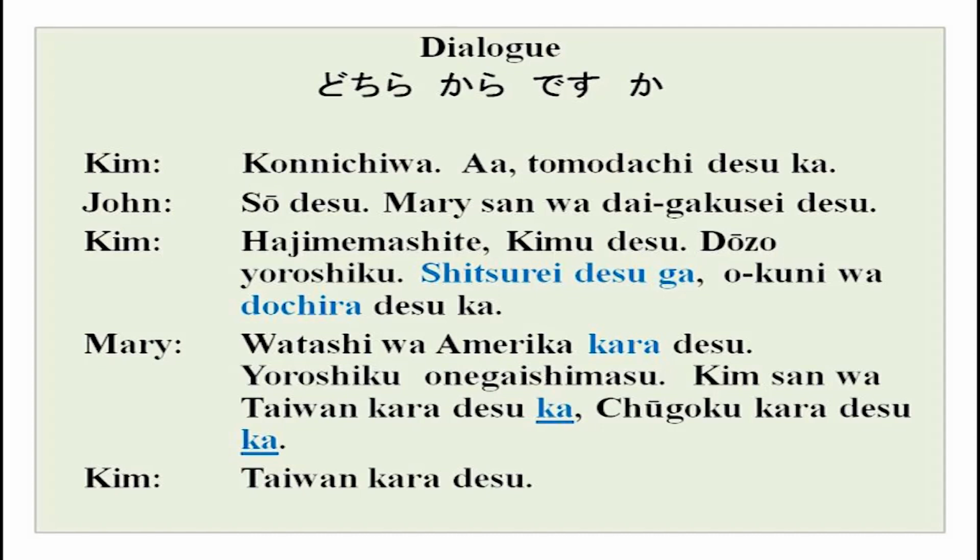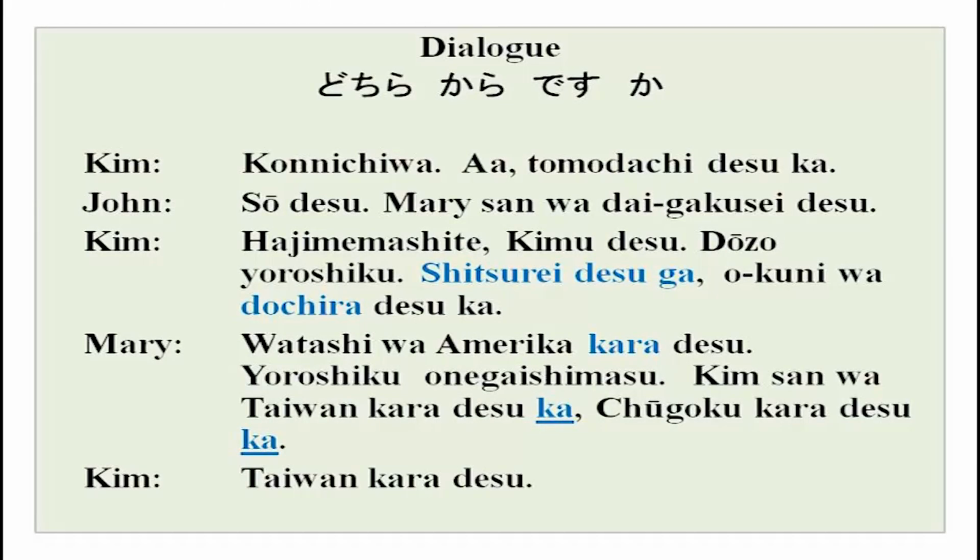Mary san wa daigakusei desu. You have already done daigakusei. Daigakusei means university student, graduate student. So now what does Kim say to Mary san? Hajimemashite. Kim desu. Dozo yoroshiku. Shitsurei desu ga, okuni wa dochira desu ka? Shitsurei desu ga is a phrase which means I am sorry for inquiring, but, and whatever follows is what the person wants to know. So I am sorry, I am asking you something directly like this. Shitsurei desu ga, I apologize, but okuni wa dochira desu ka?